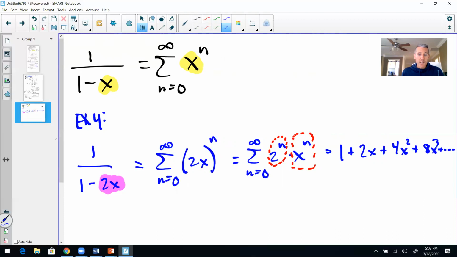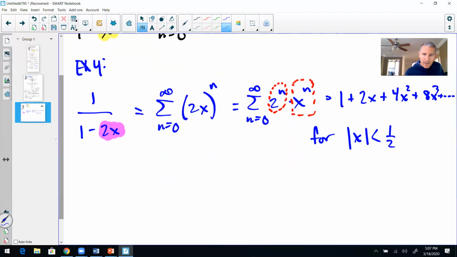We could use the ratio test to determine the interval of convergence or radius of convergence, but they tell us in example 4 that this is going to be true for absolute value of x less than 1/2. Okay, cool. So that's example 4. I think we also did another one. I'm going to do example 5 for you next.